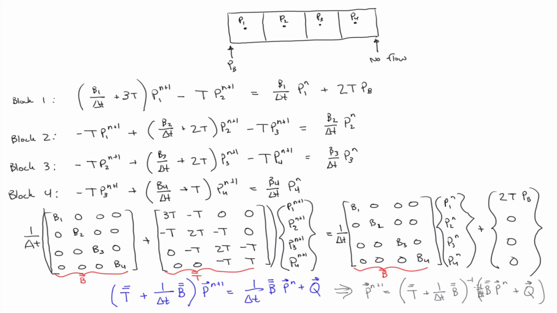So your Q vector in this case contains terms that are associated with the constant pressure boundary condition, but later this will also be where the wells go. Right? So that's why we call it Q. We typically use Q as a flux term. So later, the wells will show up here also. We'll discuss those later. Okay?